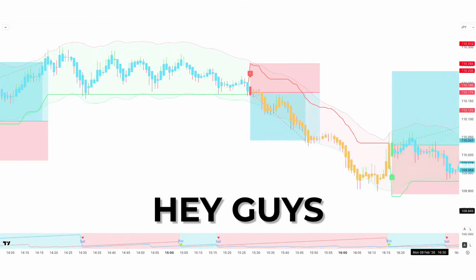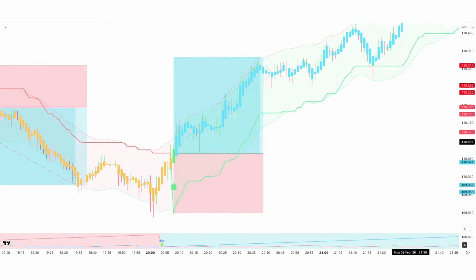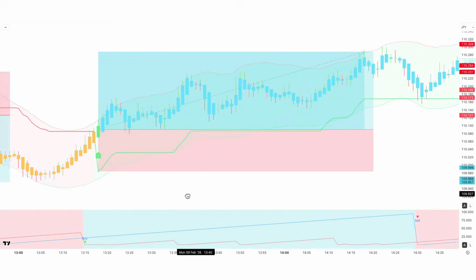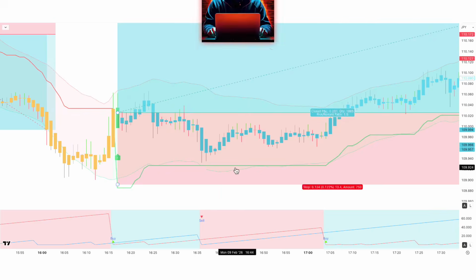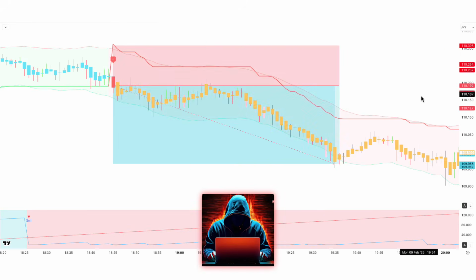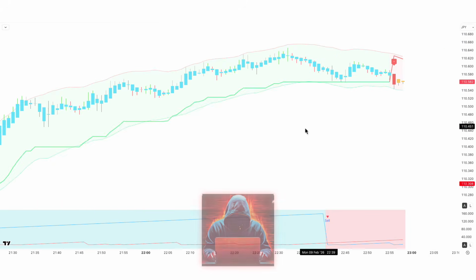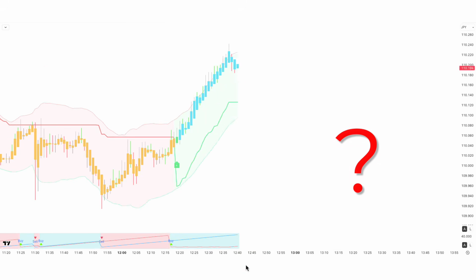Hey guys, most traders don't lose because the market is hard. They lose because their charts are complicated. Too many indicators, too many signals, too much confusion. What if trading had an easy mode?